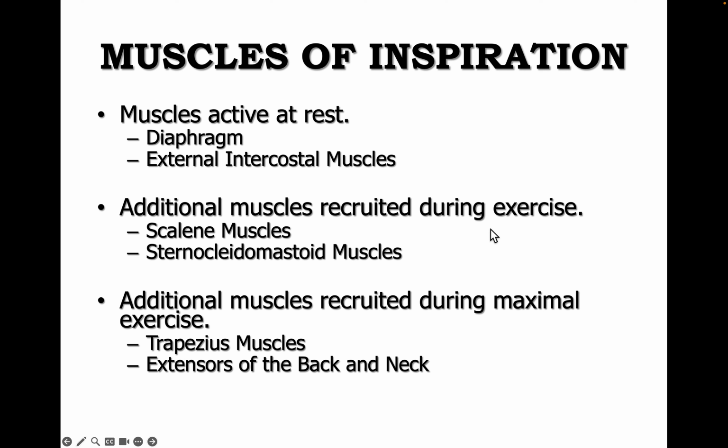As we start exercising, more muscles that assist with helping bring that rib cage up are going to be your neck muscles, specifically your scalene muscles and your sternocleidomastoid muscles. In addition, during maximal exercise, when we reach really fast speeds, trying to run as fast as we can or swim as fast as we can, especially for a longer period of time, your trapezius muscles, big neck muscles, will also assist with breathing in, as well as some of the extensor muscles of your back and neck.